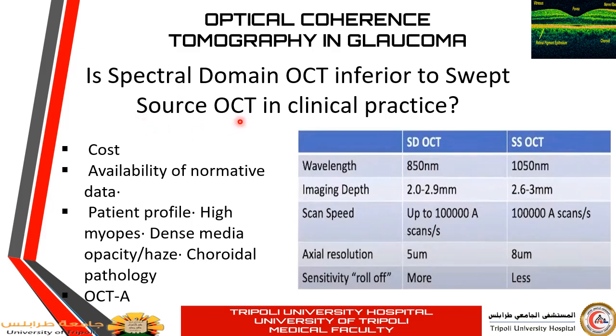For example, from the technical point of view, the spectral domain uses a wavelength of 850 nanometers. However, the swept source uses 1015 nanometers, and the depth and the penetration of the swept source is much better than the spectral domain. However, the axial resolution of the spectral domain is better than the swept source. Now, the smaller the numerical value of this resolution, the better the resolution. And the speed of acquisition of A scans is nearly the same. We can reach up to 100,000 A scans per second. And as the penetration is more, the sensitivity and the resolution will be less.